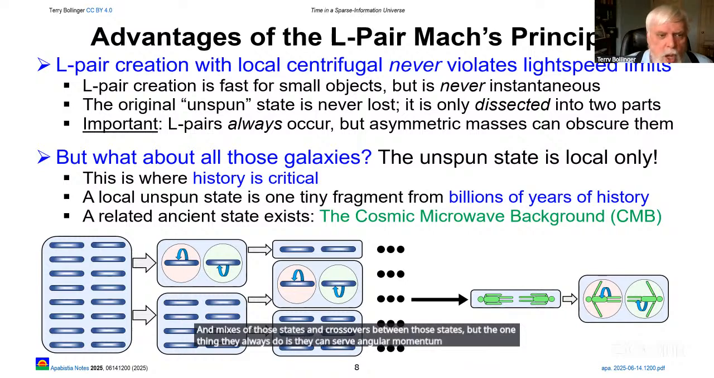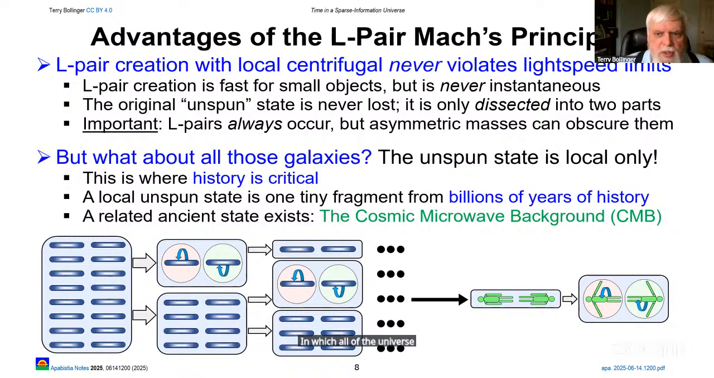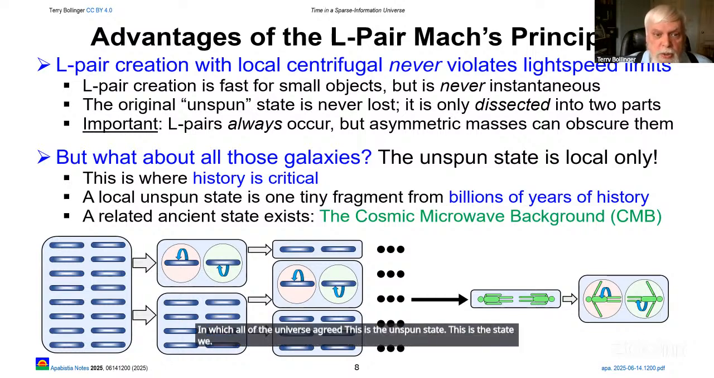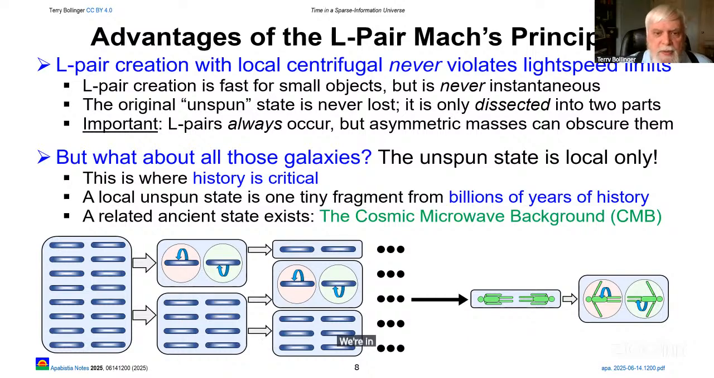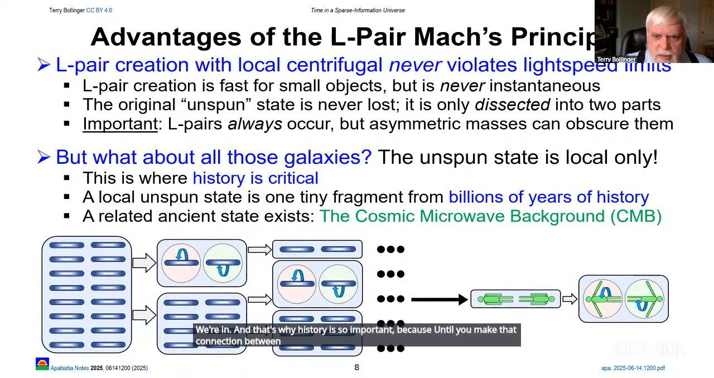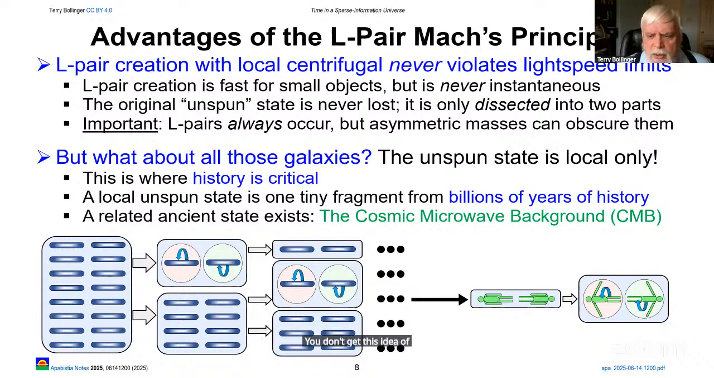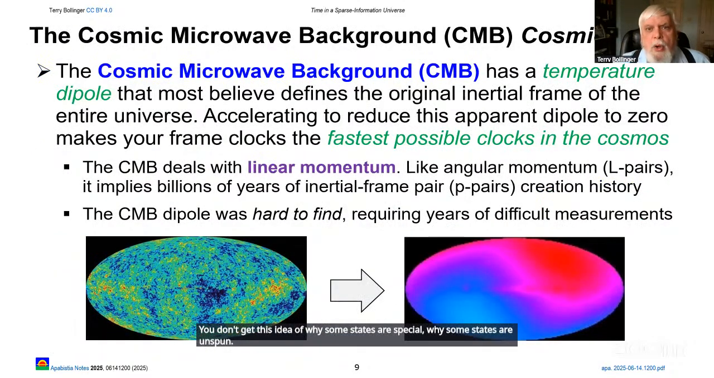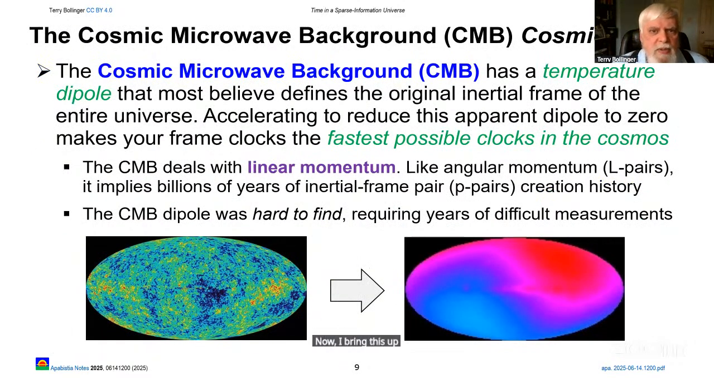And that means you have to go all the way back to some extremely early state of the universe in which all of the universe agreed, this is the unspun state. This is the state we, the entire universe, are in. And that's why history is so important, because until you make that connection between all these different little pieces and stretch that history back, you don't get this idea of why some states are special, why some states are unspun. Now, I bring this up as it seemed like a bit of a tangent, but it's not.